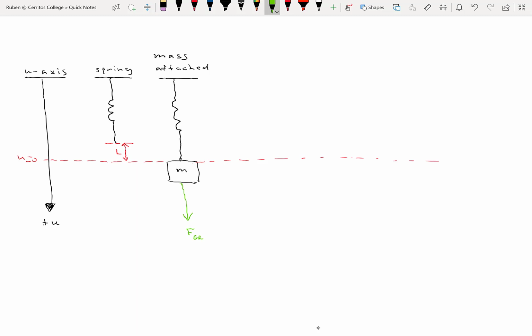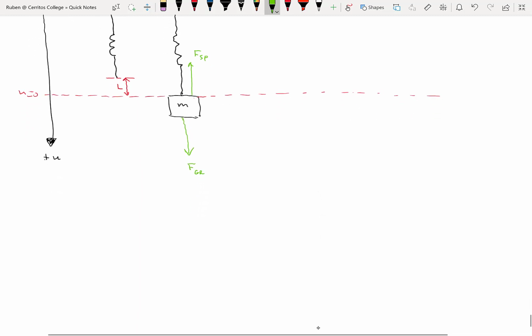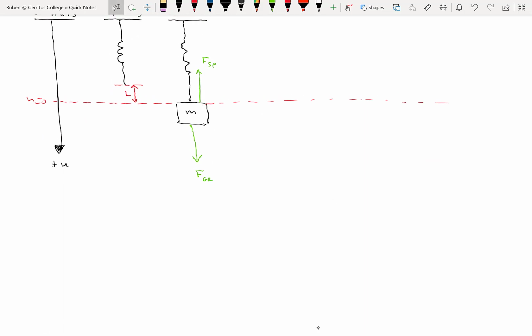Okay. The spring doesn't want to let go of the mass. If it could think, I guess it wouldn't be wanting to let go of the mass. So the spring is exerting a force in the opposite direction that gravity is exerting on the mass. And we'll call that FSP, for force due to the spring. Okay, so what I'd like to do is use Newton's second law to write a relationship between these two forces.